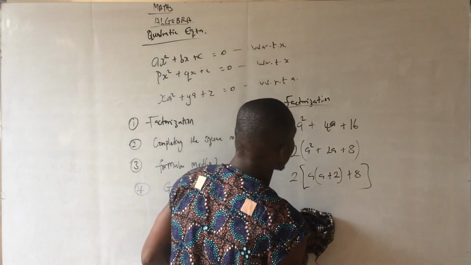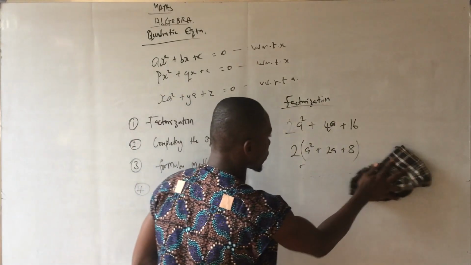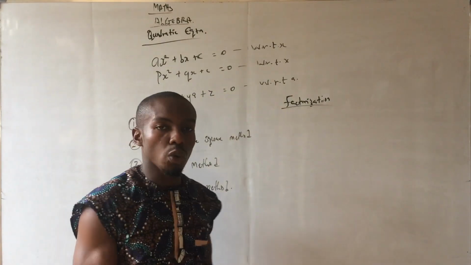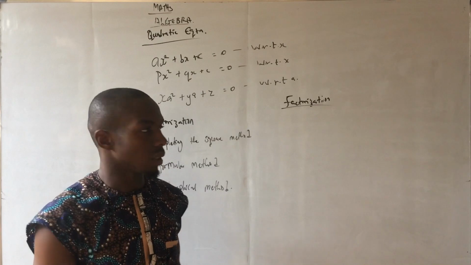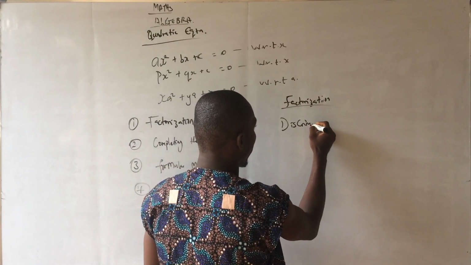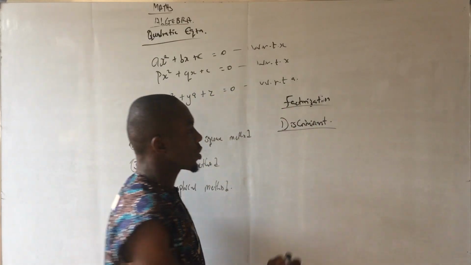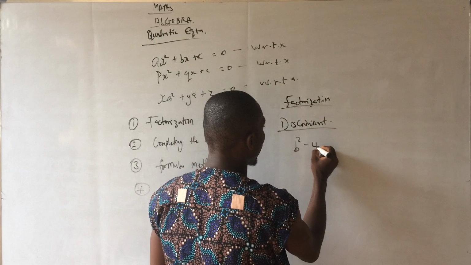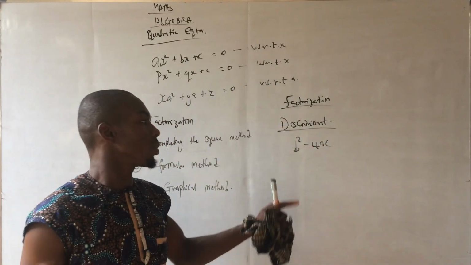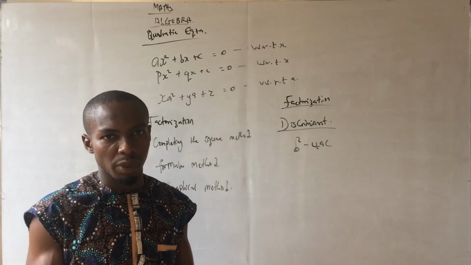So what again do I want you to understand in the factorization method? There is what they call the discriminant. And the discriminant of a quadratic equation is b squared minus 4ac. Don't worry, later we are going to see how this came about. So this is a discriminant. And what is a discriminant?